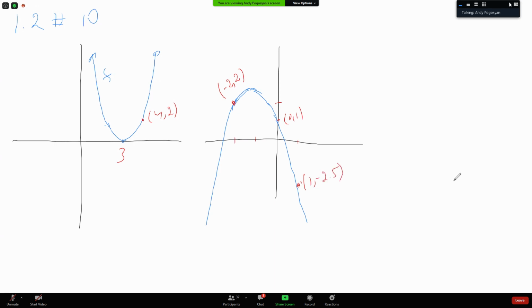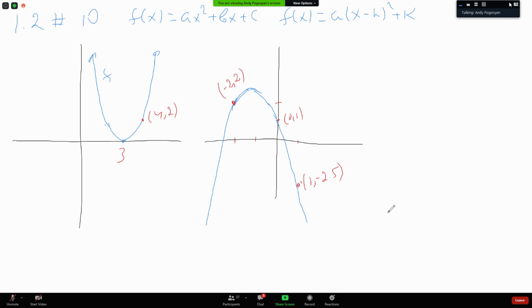Okay, so both of them are parabolas. So we need to find the expression for those two. So for a parabola in general, we have two forms. F of x equals ax squared plus bx plus c. F of x equals a times x minus h squared plus k. The second one is standard form, the first one is general form.